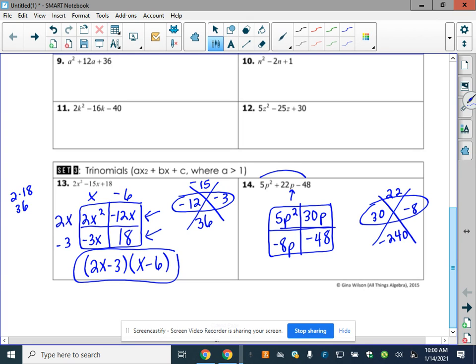Now I'm going to find the GCF going across and up and down. If I look at the top row, the GCF is 5p. Bottom row, remember a negative comes first, I take it out. Then I look up and down, the GCF is p. Up and down, the GCF is 6. Write my final answer: 5p minus 8 times p plus 6.